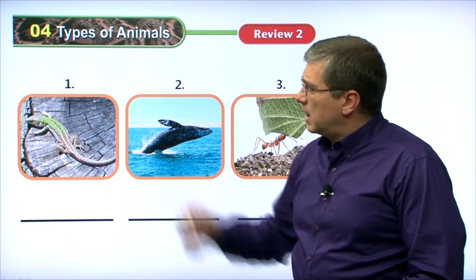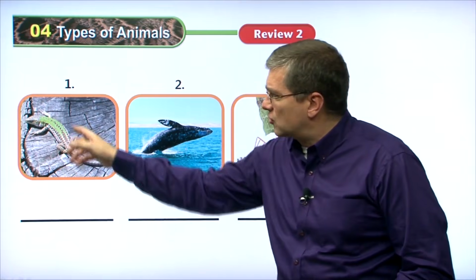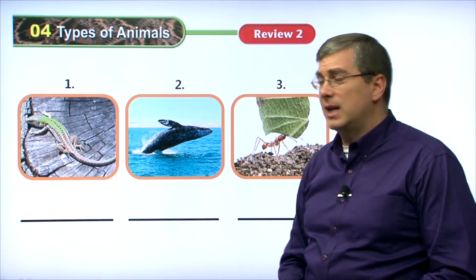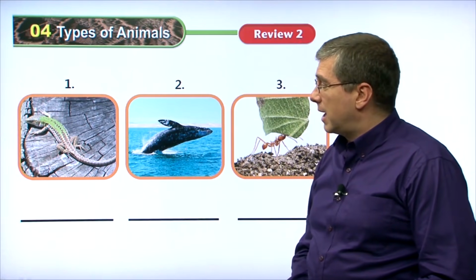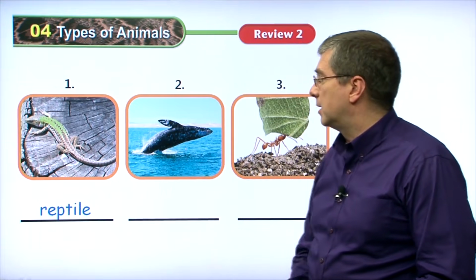So what can we say? What kind of animal is this? But knowing those things about it. It has dry, scaly, rough skin, right? It lives on land. We would have to say that that is a reptile, right? So a lizard is a reptile.